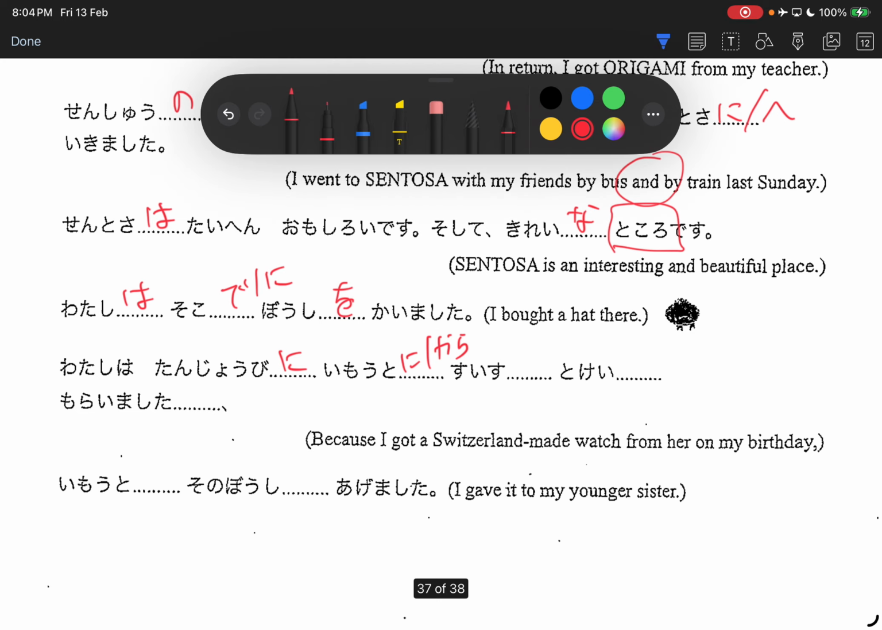Okay. Swiss no tokei o moraimashita. Very good. Tokei o moraimashita. Direct object and verb, so we need to use o. Okay, good. And kara. Yes, because of the because.